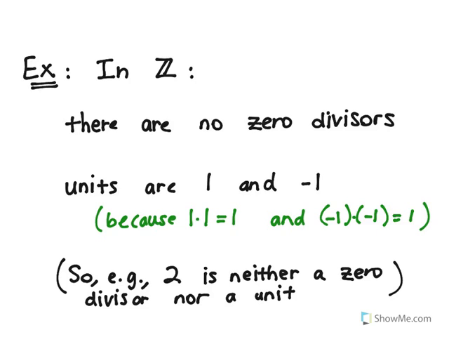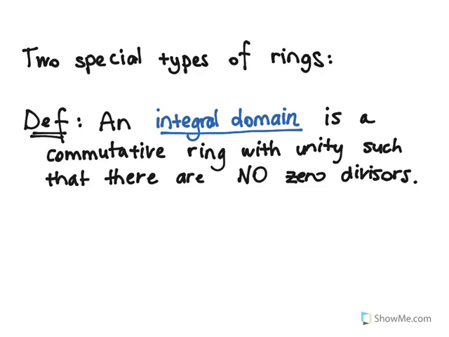In particular then, most integers, like for example 2, are neither zero divisors nor are they units. So now, equipped with these two special types of elements of rings, I'm ready to define for you the two special types of rings that we'll be interested in.